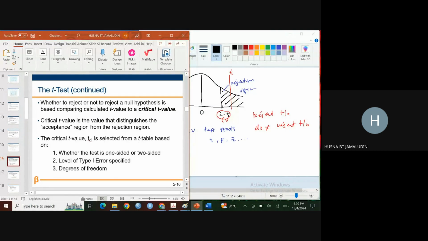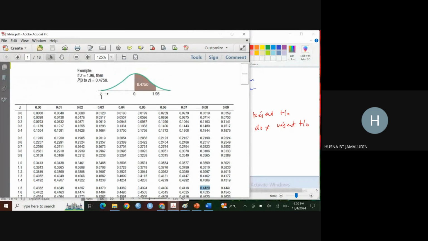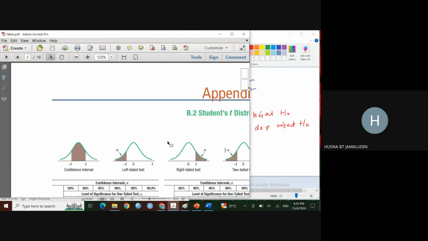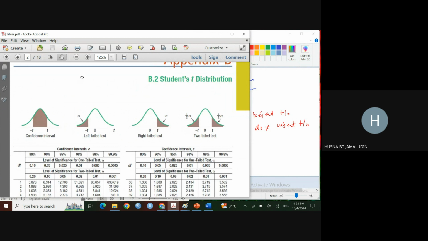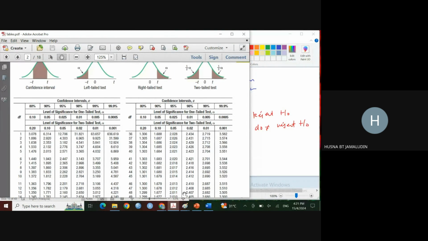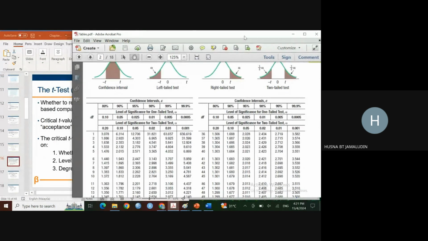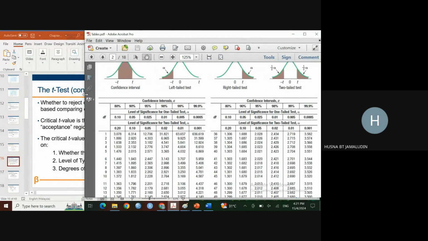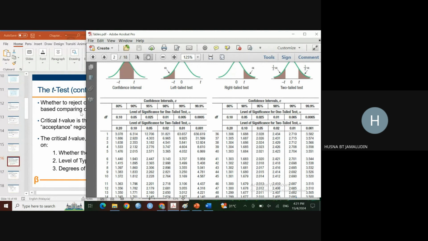CV, basically they put TC, is selected from a T table. Remember your statistics. To find your CV, you have to look at your T table. So how does a T table look like? This is a Z table, right? So your T table will look like this, if you still remember it. I know that you already passed your statistics with flying colors, but econometrics is just an extension of statistics. So if you forgot your knowledge of statistics, please do some revision.